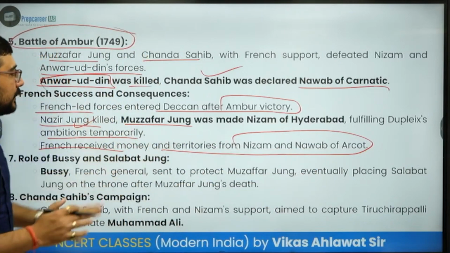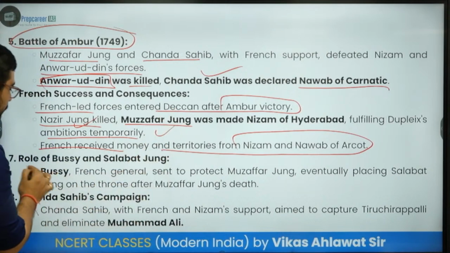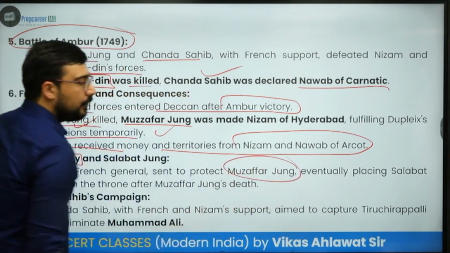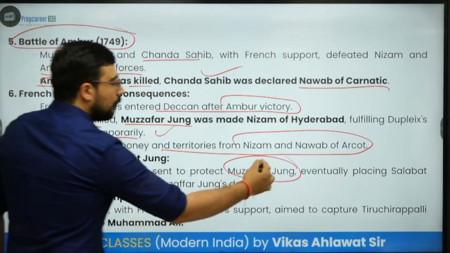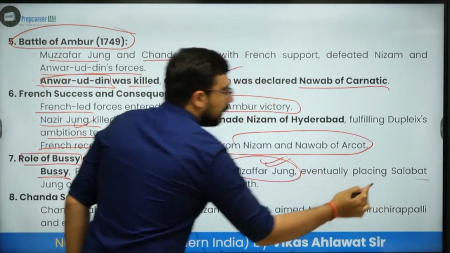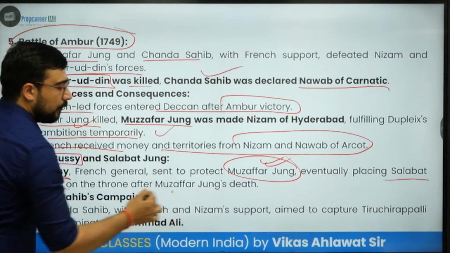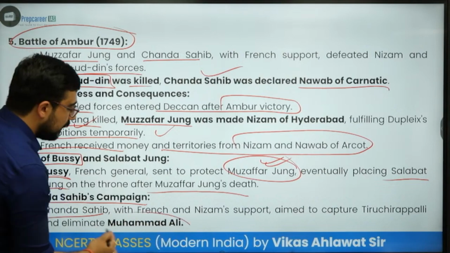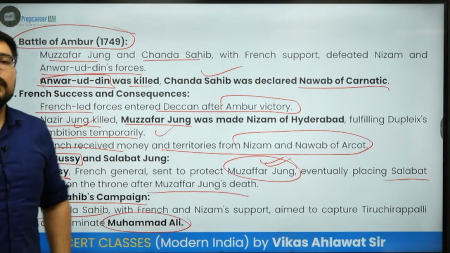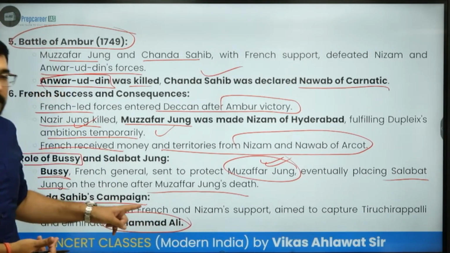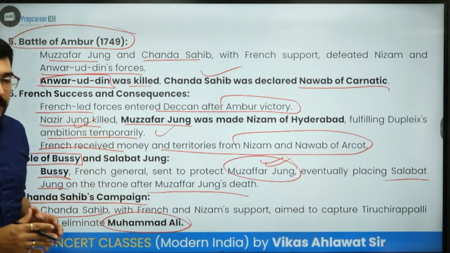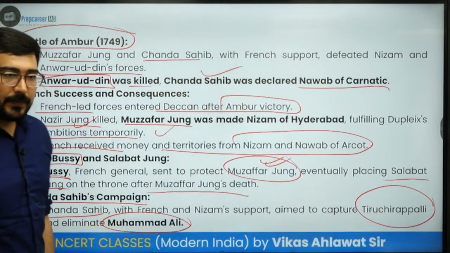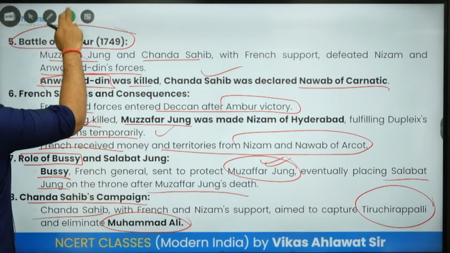So once both these parties won, Bussy, a French general, was sent to protect Muzaffar Jung, but what happened? Muzaffar Jung died and Salabat Jung was put on the throne. And Chanda Sahib was against Muhammad Ali. Muhammad Ali was the son of Anwaruddin. So he knew that as long as Muhammad Ali stays alive, there is always going to be a contest. And Muhammad Ali had taken refuge in the fort of Tiruchirappalli. So that's why he went to Tiruchirappalli.